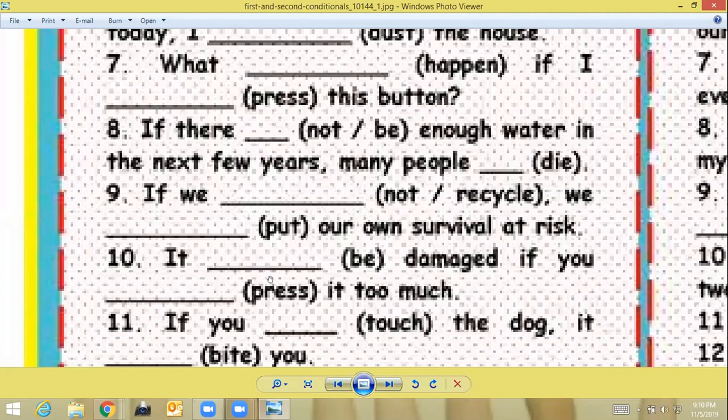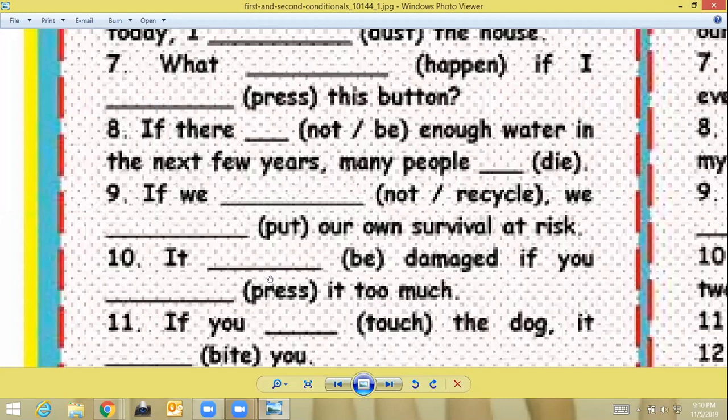If there isn't enough water in the next few years, many people will die. Uh-huh. So if there isn't, okay. If there isn't enough water in the next few years, many people will die. Yes.